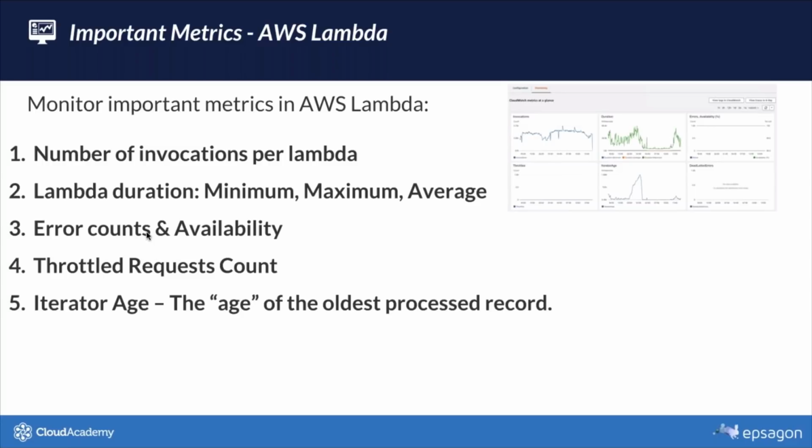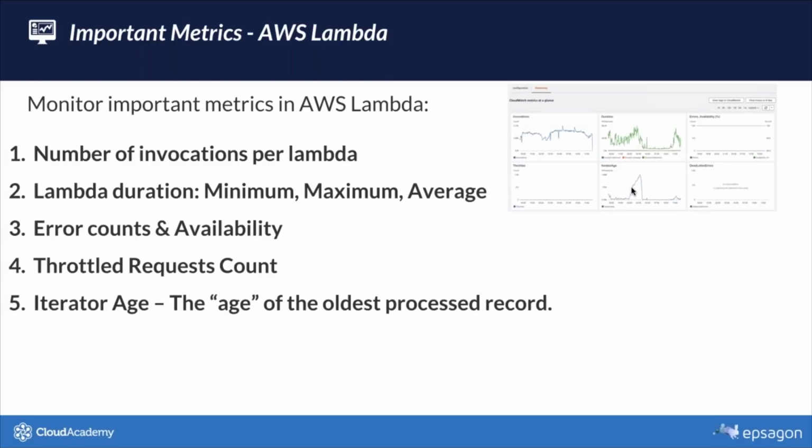Yeah, so with that, we can also see the error counts and the availability, the throttled request count. So AWS can throttle requests if you cross the limit of the amount that you can handle at a certain amount of time. And also the iterator age, which is relevant for stream-based events, for example, SNS, SQS, DynamoDB streams. And it means that the longer it gets, this is the chart, the longer it gets, it means that we've got a bottleneck. It means that we can't process as fast as the ingest is throwing in new messages.